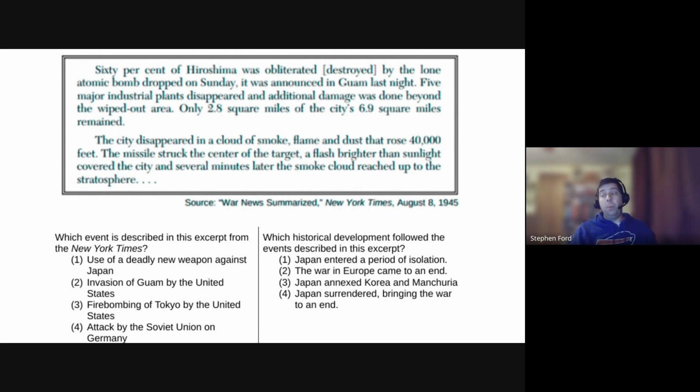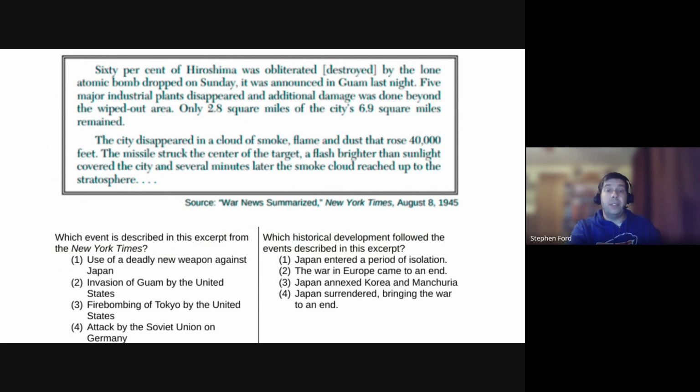Now, I didn't do my own advice, which was read the questions. What event is described? And which historical developments followed the events described in this excerpt? That's the other potential thing. So, what event is described? Well, it's the atomic bombing. But let's keep reading. The city disappeared in a cloud of smoke, flame, and dust that rose 40,000 feet. So, if you see Hiroshima or Nagasaki, that's the atomic bombs.